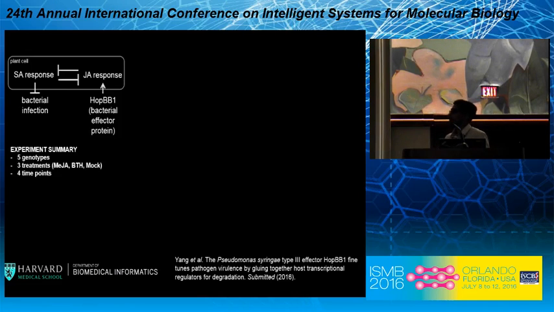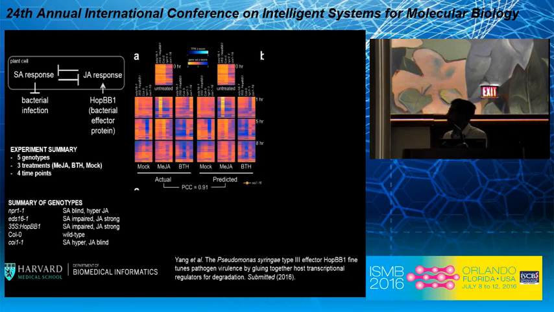So in this paper, the authors did this experiment with 5 different immune signaling mutants, all varied in their ability to respond to pathogen. And then there's 3 hormone treatments. So here we have a genetic perturbation. Here we have an environmental perturbation. This hormone stimulates the JA pathway. This stimulates the SA pathway, and this is a buffer treatment. And we have 4 time points, and RNA-seq samples were collected at each of these time points.